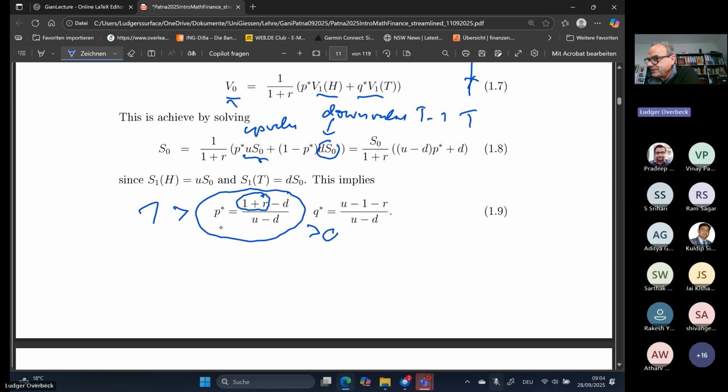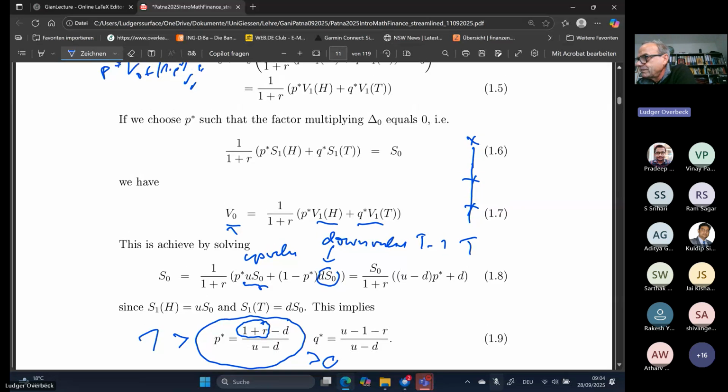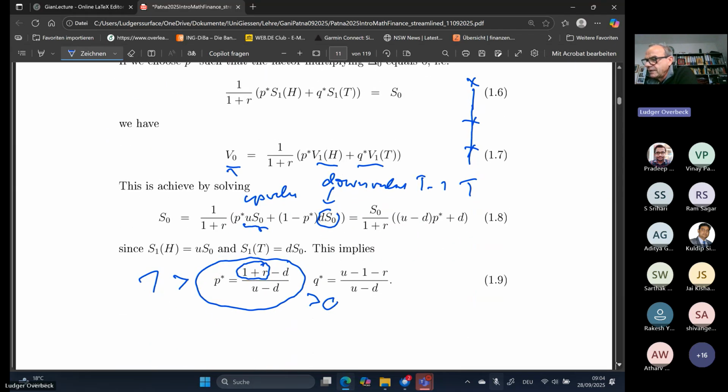And so this must be P star. Our condition was just because we were lazy: we want an easy solution to these two equations. We introduced the P star, and then we got rid of this term, and we immediately got V0 equals 1 over 1 plus R, P star, V1. We only have to figure out now P star. This means this should be 0, and we solve this for P star, and this is our solution.